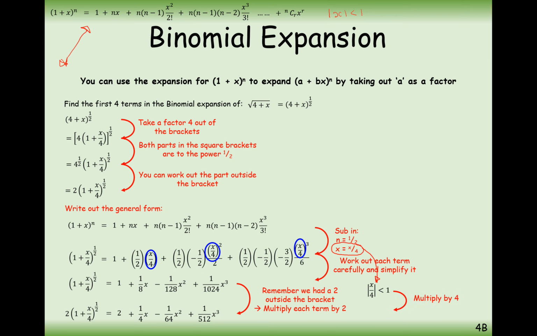We can always multiply or divide out positive values from moduluses. And the mod of x is less than 4. That means that x is in between minus 4 to 4. So there we are. This is the answer down below here. This is the answer to the binomial expansion of the square root of 4 plus x that is valid for these values of x down here.